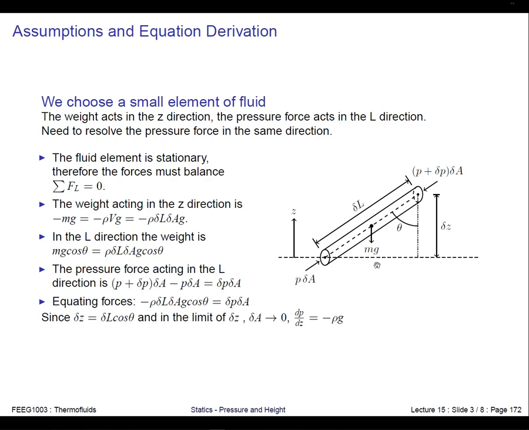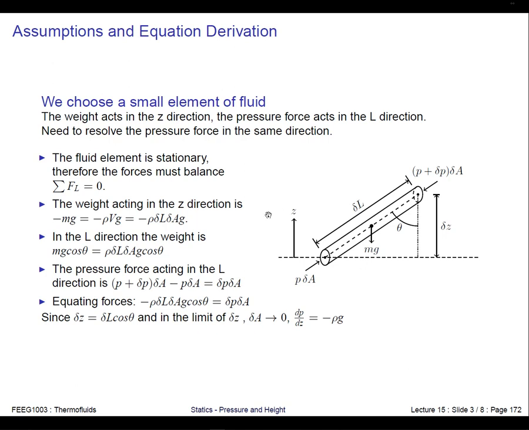We've got a certain mass of fluid in our cylinder, mass m, and the weight of this fluid element is mass times the gravitational acceleration, which acts downwards in the opposite direction to z. We also have a force distribution over the surface of this control volume due to the pressures acting on this surface.